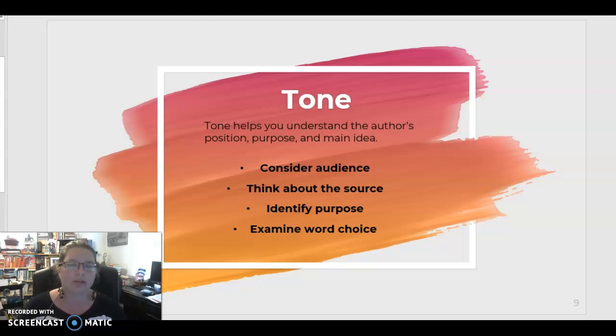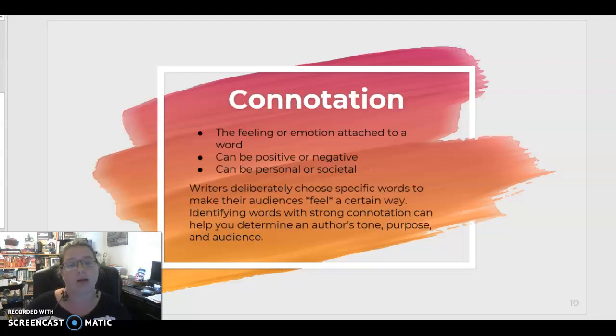In order to really determine tone, the bottom line is to examine the individual words that the author is using. What words are designed to make the audience feel a particular way? And that's where we begin to talk about both connotation and denotation. So I don't have a separate slide about denotation, but just know that denotation is sort of the default. It's the dictionary definition of a word. What would you find if you looked up happy in the dictionary, right? It's going to tell you what that means.